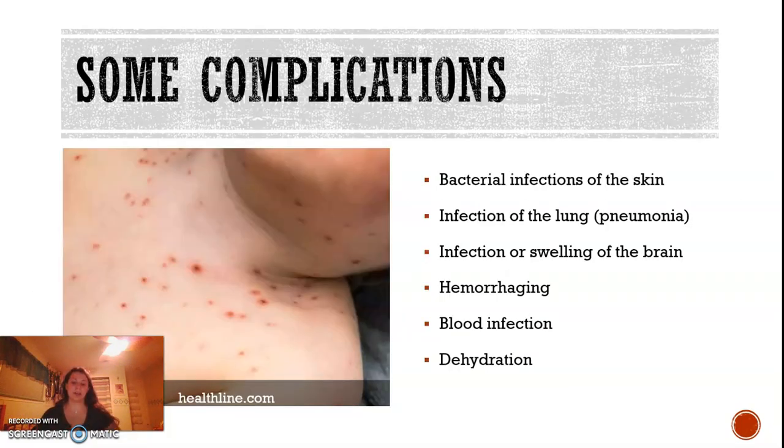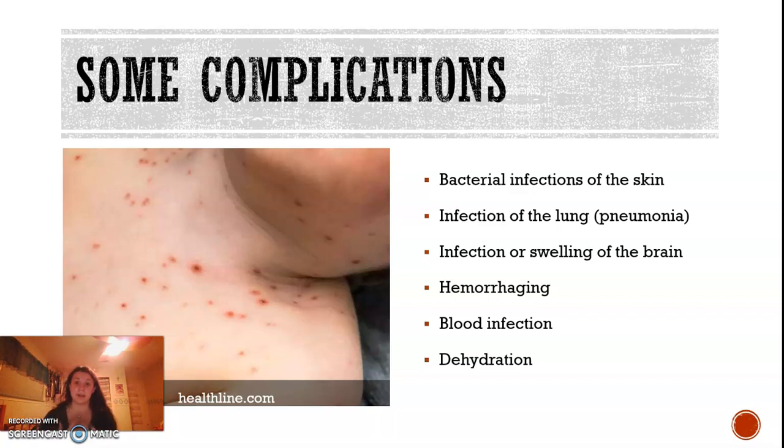There are some major complications that can occur from getting chickenpox, and one of the main ones is bacterial infections of the skin because of the blisters. That's pretty much an open wound on your body, and so there can be infections on that if not taken care of properly. There can also be some serious ones like infections of the lungs, like pneumonia, which is fluid in the lungs, and it can even cause, excuse my pronunciation, empyema, which is pus in between the lungs and the chest wall, which compresses your lungs and makes it hard to breathe.